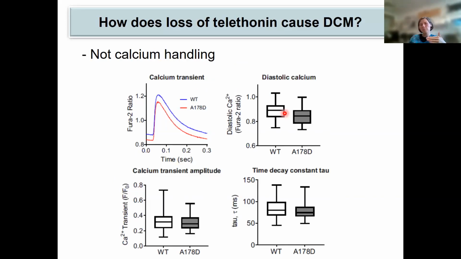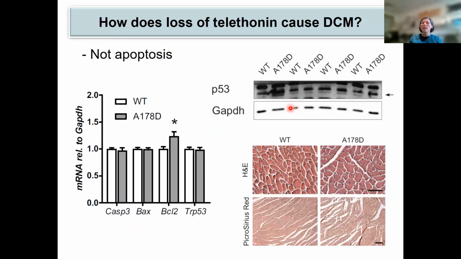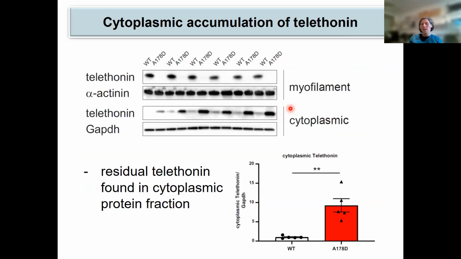And this has then been linked to calcium handling. So if the T-tubules are not properly functional, then calcium handling of the cells is affected. But again, we had very normal calcium handling. Again, another disappointment. Then telethonin had been implicated in apoptosis, but apoptosis pathways were not upregulated in our mice.